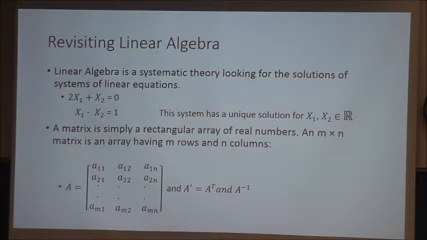So, for example, for this question, it says 2x1 plus x2 equals 0 and x1 minus x2 equals 1. One may say, okay, just add them up together. So I have 3x1 plus 0, right, equals 1. And x1 equals 1 over 3. And x2 should be minus 2 over 3, right?